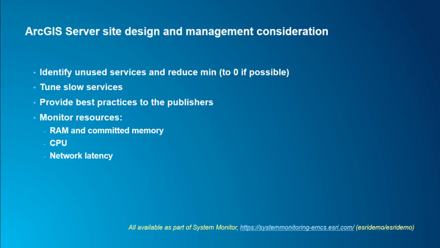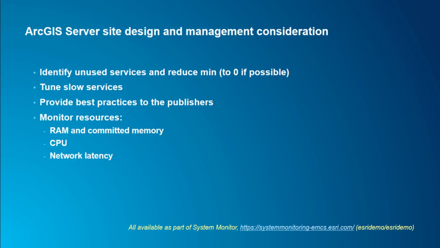Tune slow services. You know, why is so important? I use the analogy of the heating bill. If you have a high cost of heating bill, the first thing I would look at is, do I have broken windows? Yes? And that's tuning. So if something is slow, not only will it impact user performance, they will not be happy, but it will also impact your resource utilization. So you want to tune that. The best way to do this is provide the best practices to your publishers.